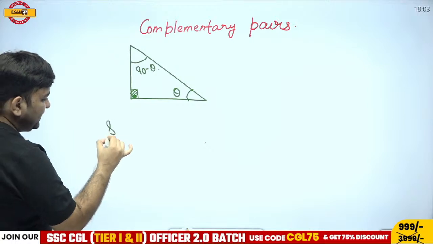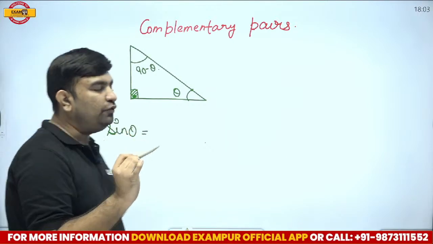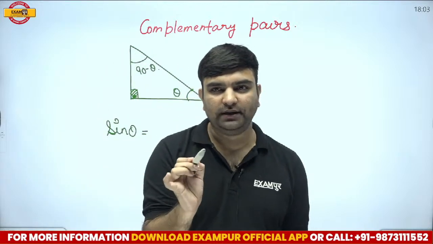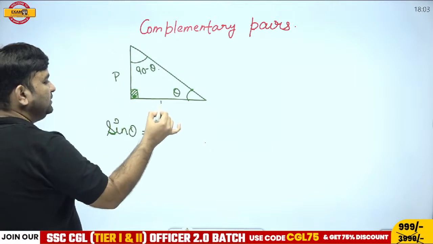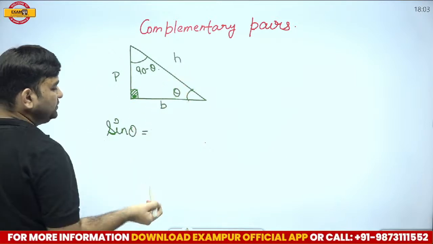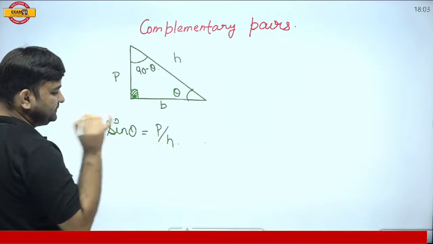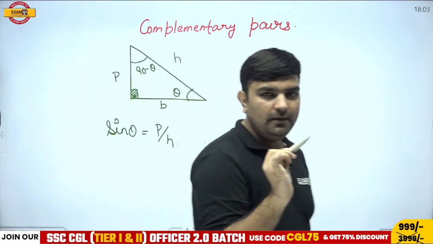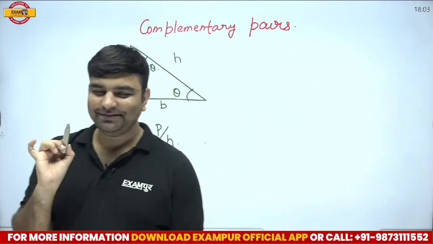Guys, if you write sine theta, what is it? You will say, sir, this is perpendicular, this is base, this is hypotenuse. So sine theta is perpendicular over hypotenuse.